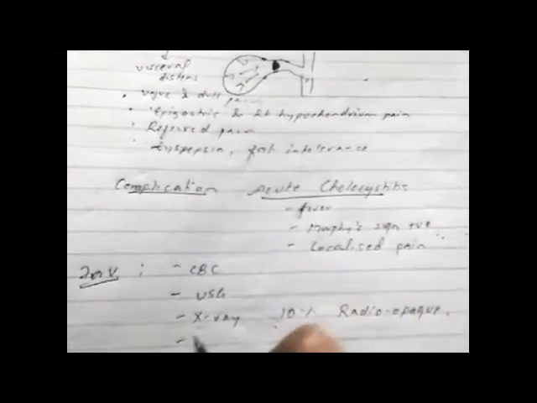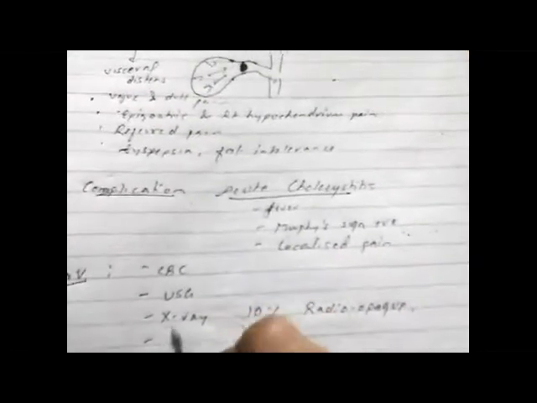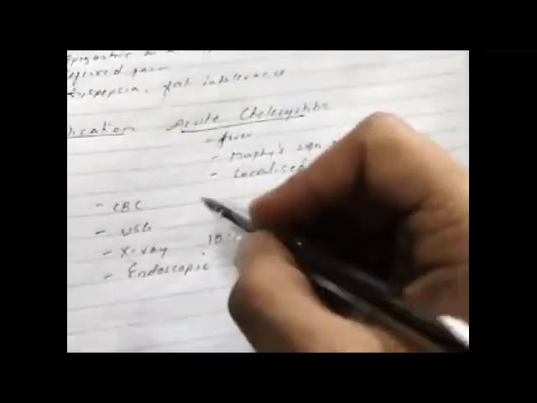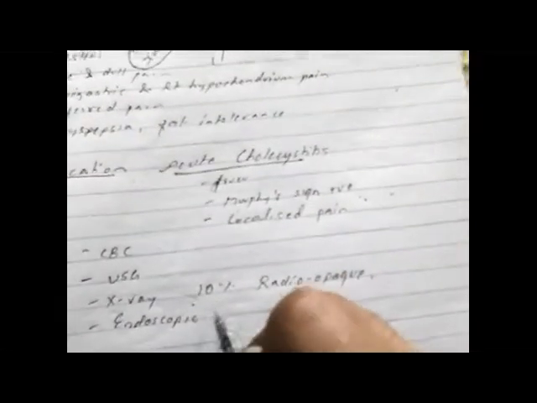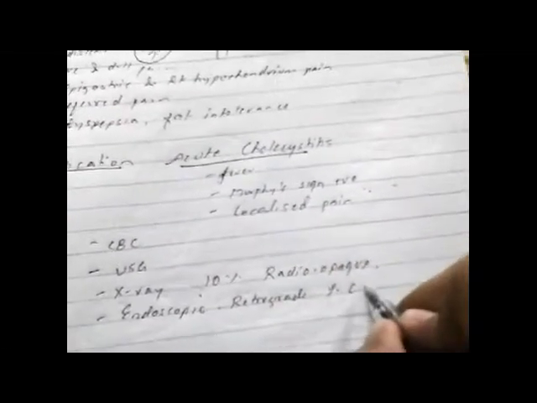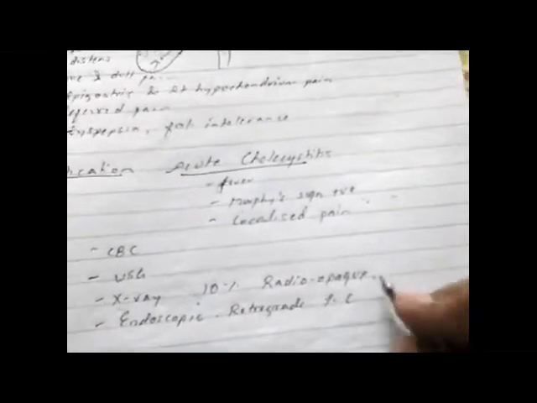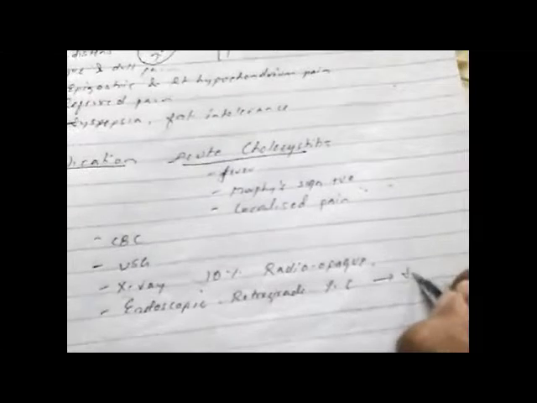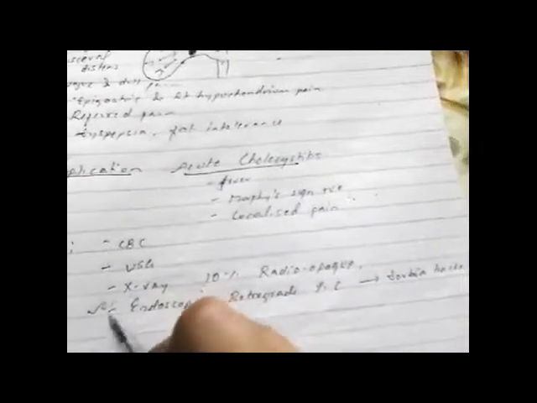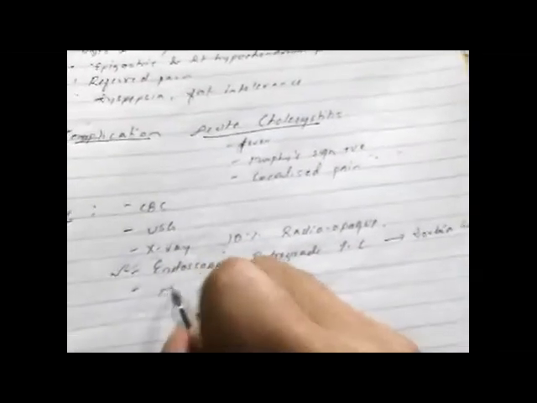USG can be done, X-ray can be done, and with the development, we have endoscopic ERCP, endoscopic retrograde cholangiopancreatography. If there is an impacted stone, it can be removed by Dormia basket in the same setting. After ERCP, MRCP can be done.